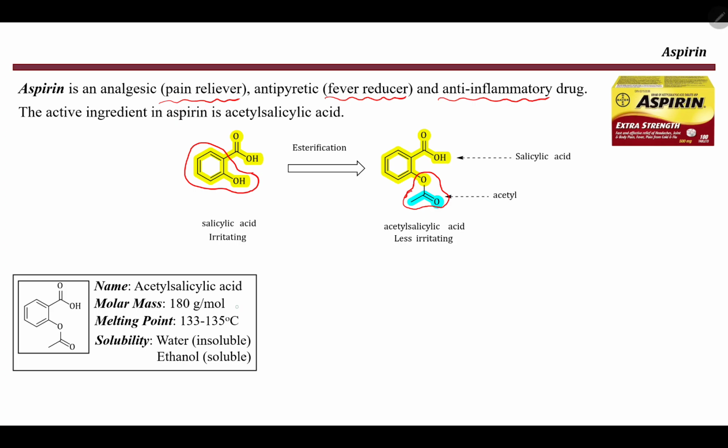It has a molar mass of 180 grams per mole. The melting point of acetyl salicylic acid is between 133 to 135 degrees. It is a water-insoluble compound, however, it's soluble in ethanol. If we look closely at the structure of aspirin, we can see that we have two functional groups. The main one of them is the carboxylic acid functional group, and the second one is the ester functional group.